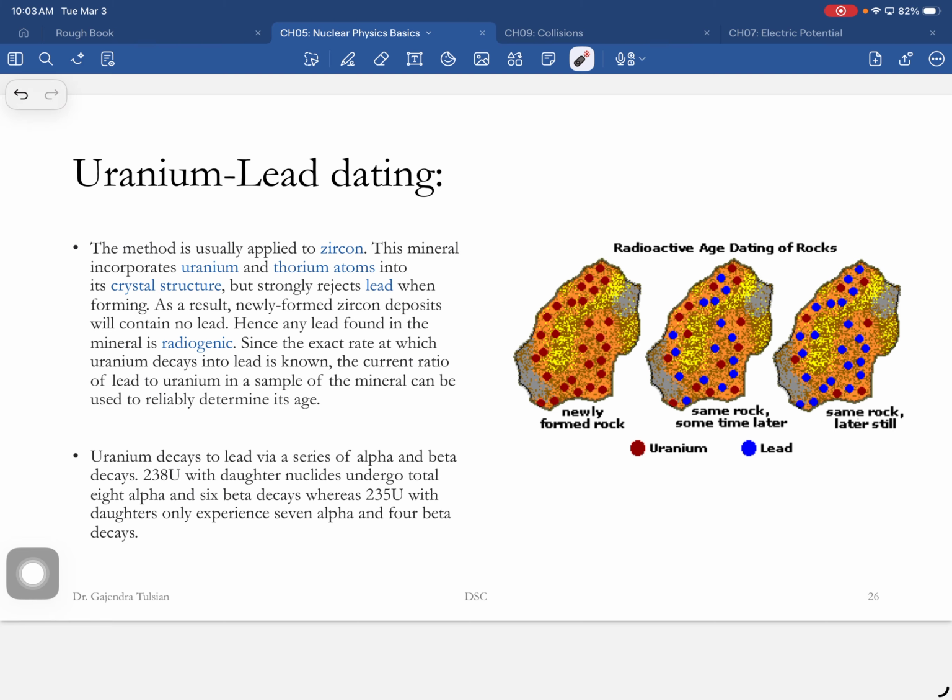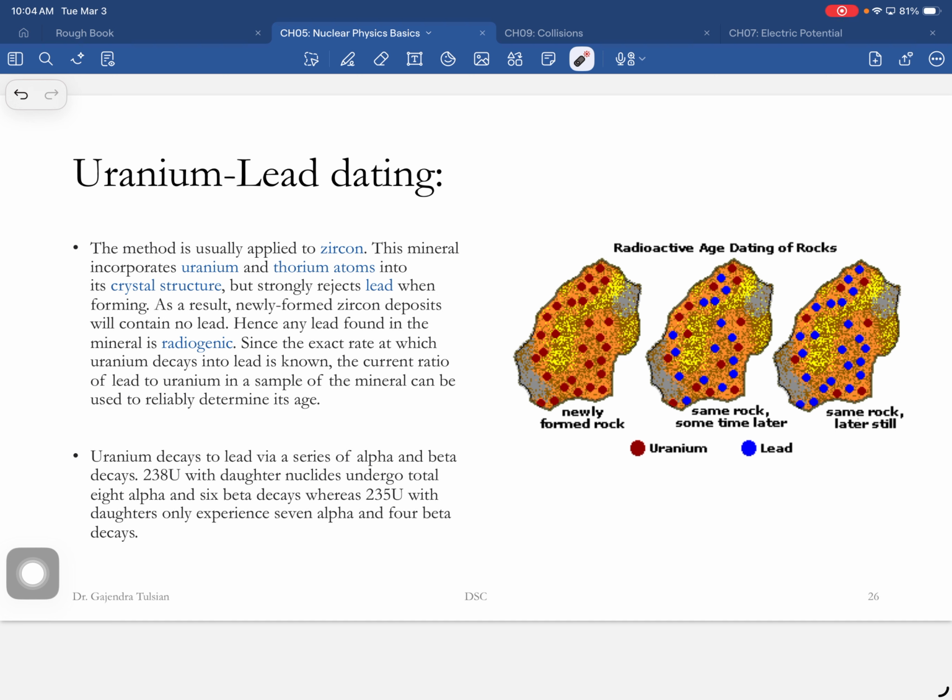All right, so this rock forms, it has uranium and thorium. Okay. Is it still messing up? Okay. But it doesn't have any lead when forming. As a result, newly formed zircon deposits will contain no lead. So if this was spewed out, formed from lava, okay? Hence, any lead found in the mineral is radiogenic, okay?